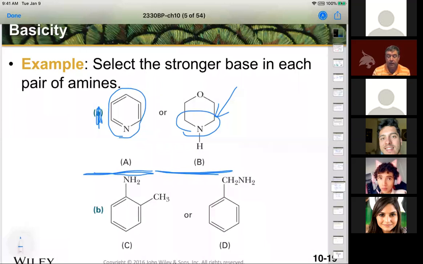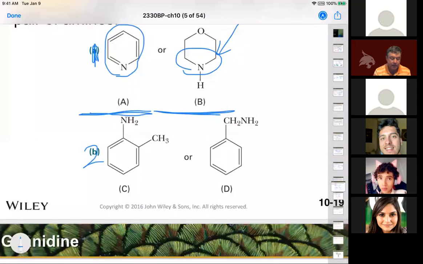Okay. All right, now I'm gonna trick you here. On part 2, which is the stronger base? Is it C or D? Got to think about, okay, is it aromatic, or is it aliphatic, or is it heterocyclic? Come on, get some more answers here. C maybe? All right, come on, more.